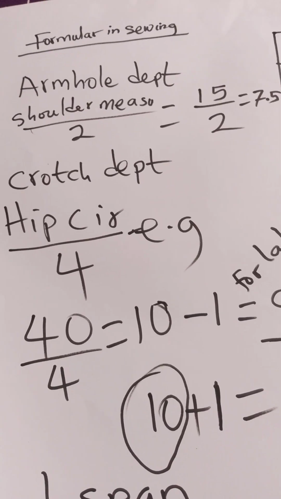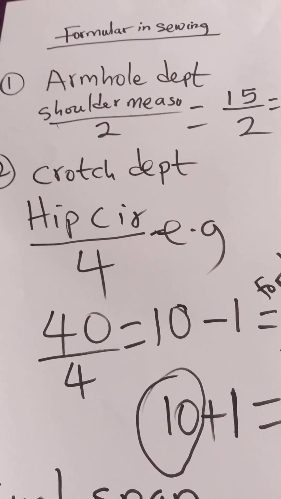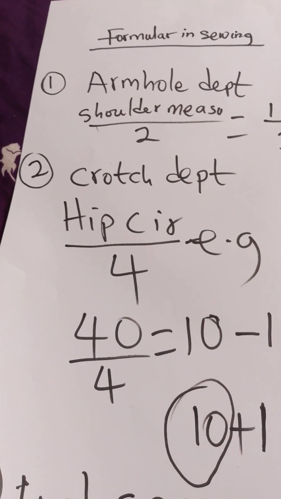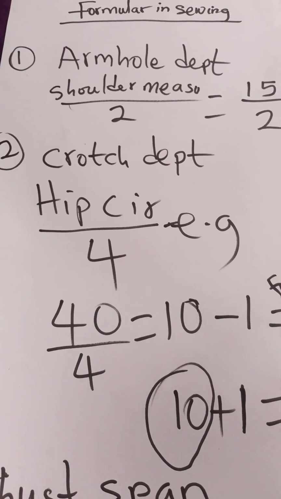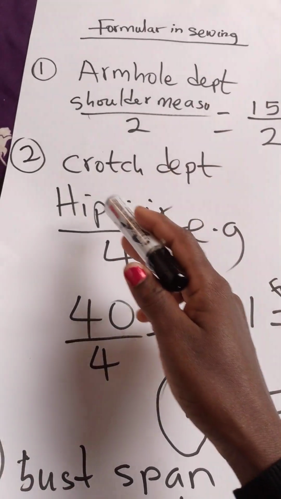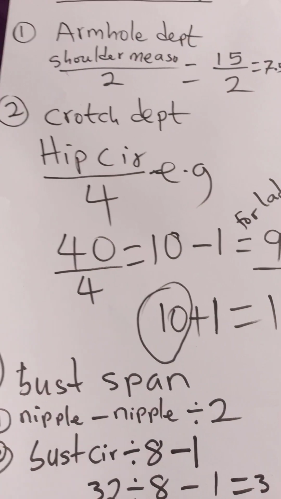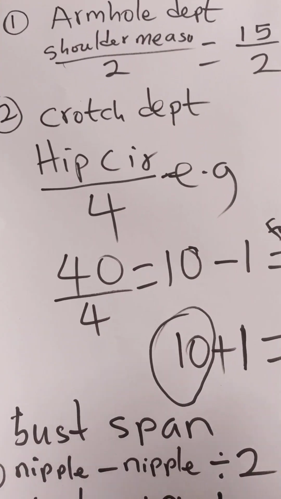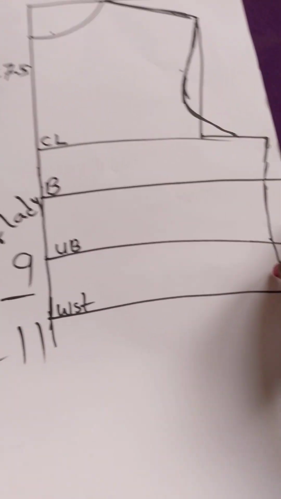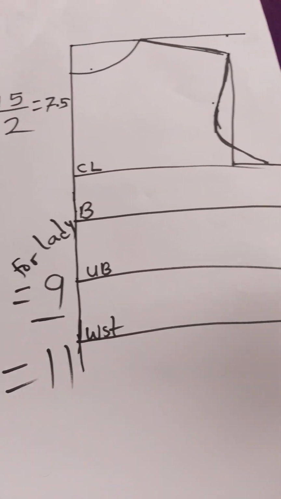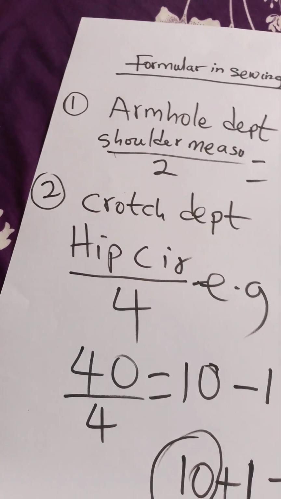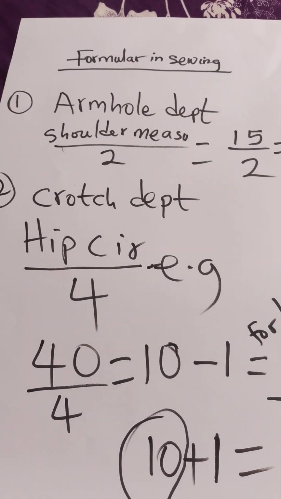Today we are going to talk about some styling magic, like sewing formulas. Number one, we have the armhole depth, we have the crotch depth, and we have the bust span. So I'm going to make use of this simple sketch to illustrate where it's necessary. Like number one, our armhole depth.